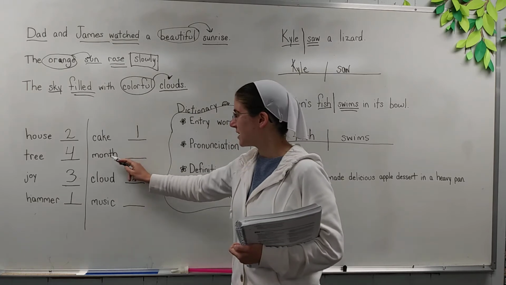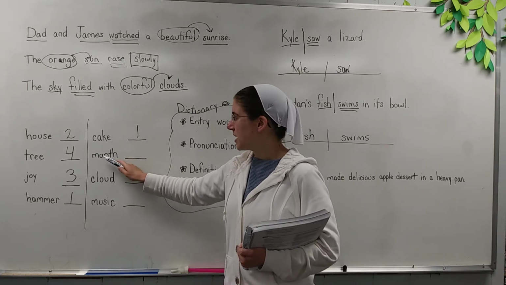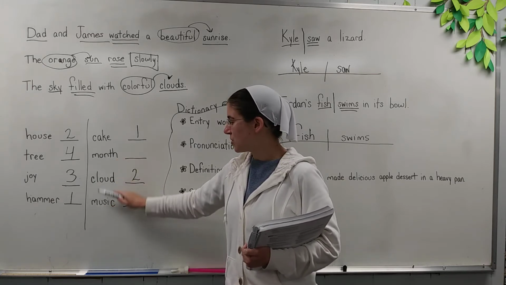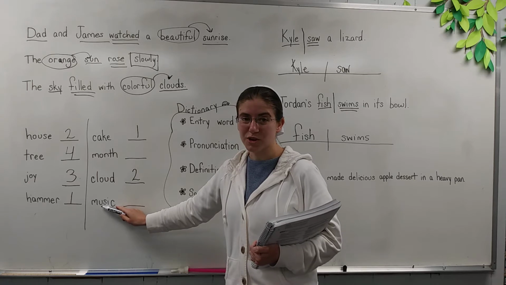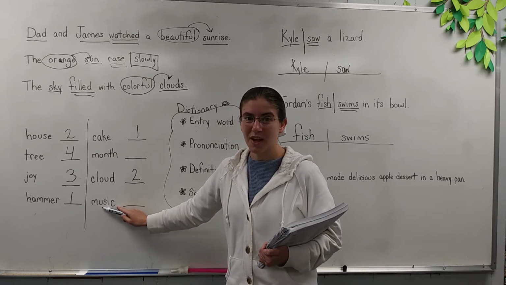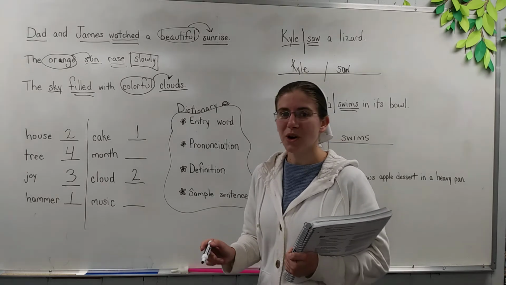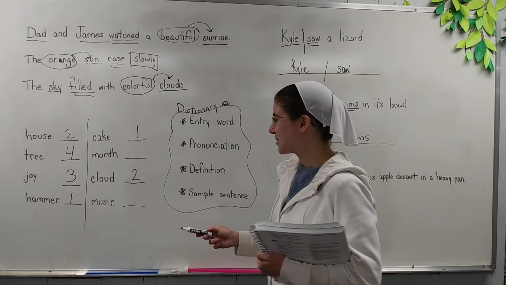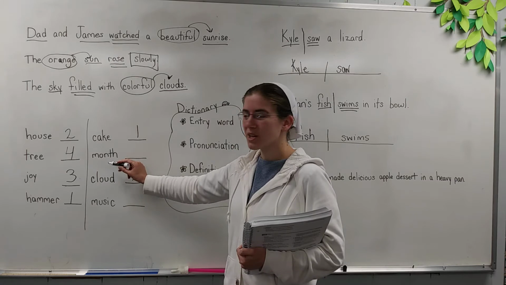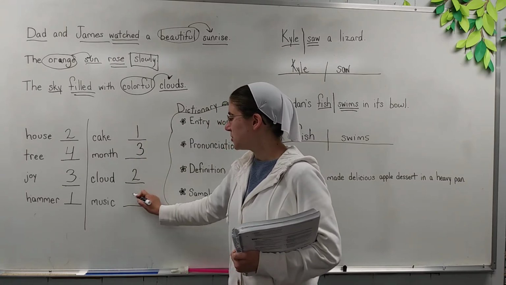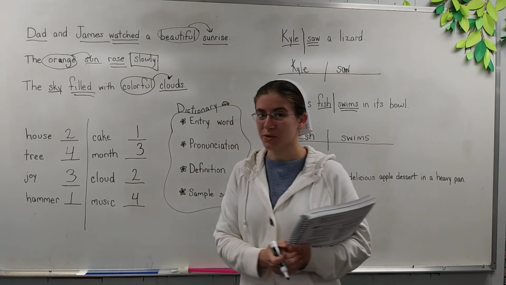Now, let's look at the M words. M-O, M-U. Does O or U come first in ABC order? Okay, O comes first. L-M-N-O-P-Q-R-S-T-U-V-W-X-Y-Z. So month comes first. So month is our number three word. Music is our number four word.